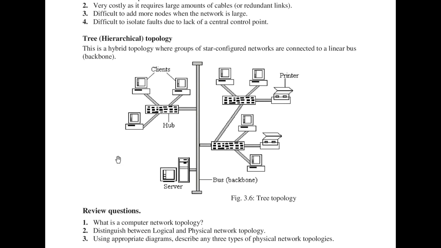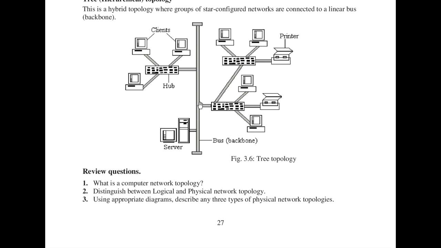Then we have a combination of star and bus. We call it hierarchical or tree topology. You can see how the topology looks. So it's a combination of star and bus topology. That is the hierarchical topology.